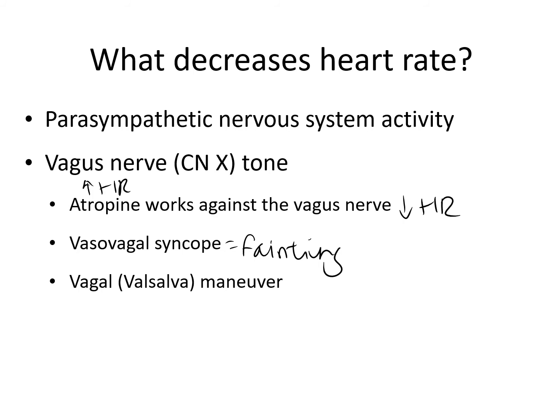Now, if you're really nervous about something and you feel your heart pounding out of your chest, try deep, slow breathing, coughing, or holding your breath. All of those will stimulate the vagus nerve and lower the heart rate.